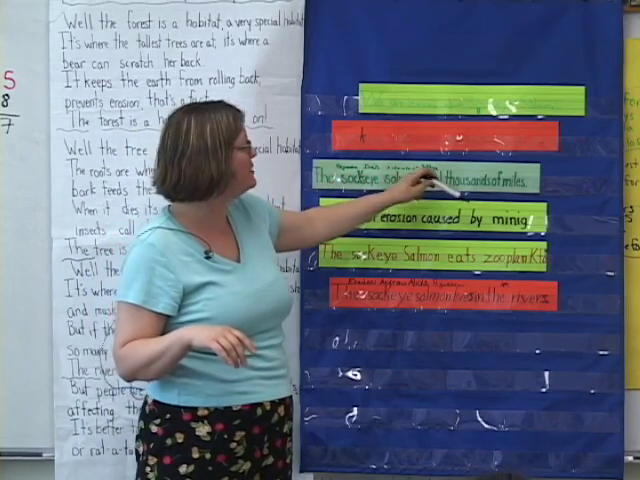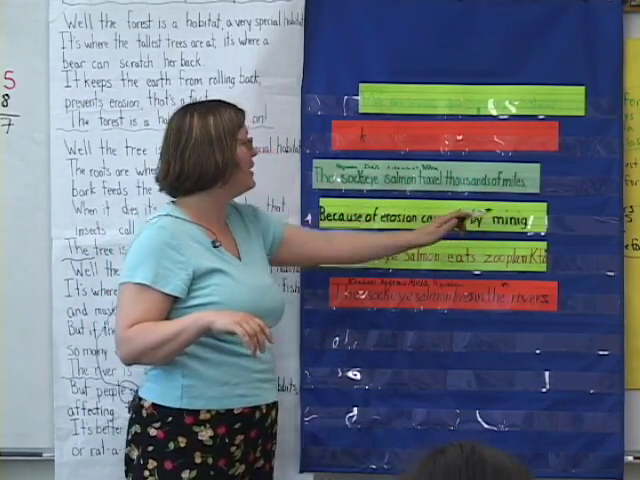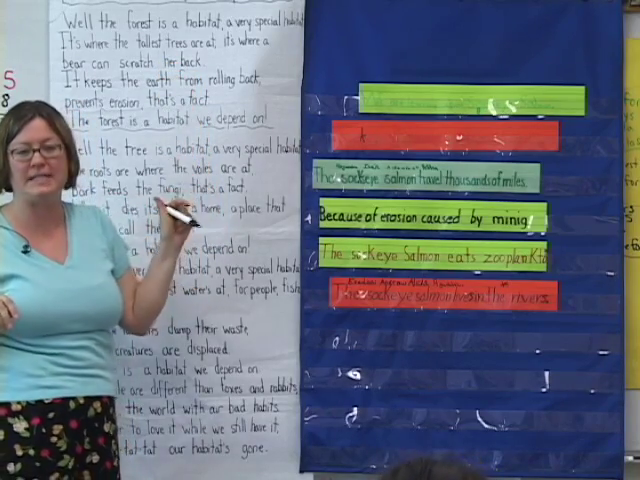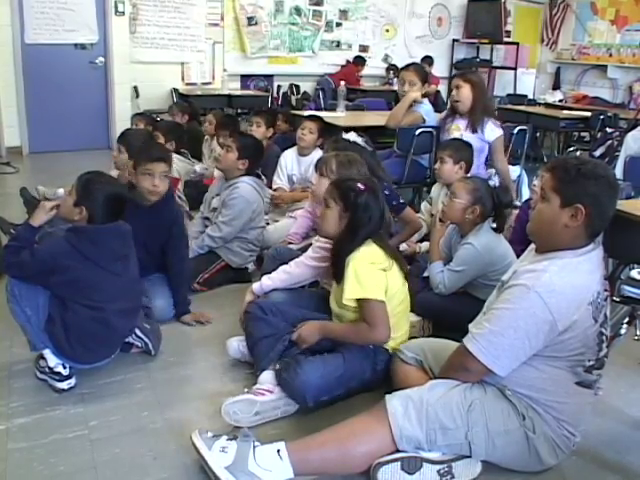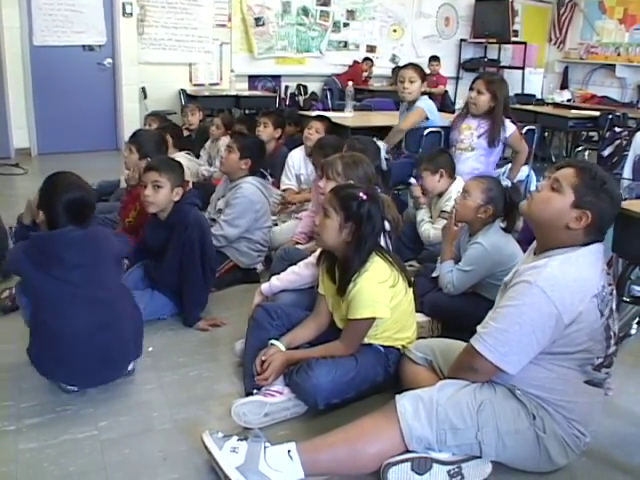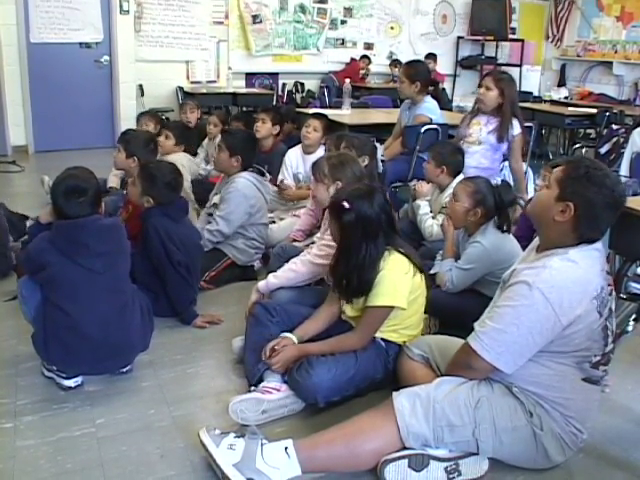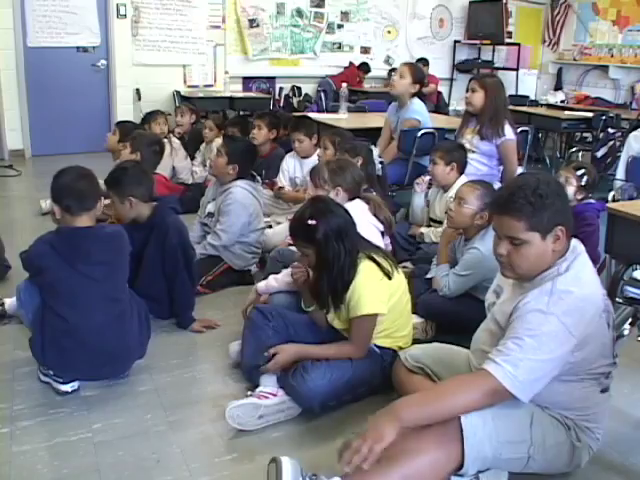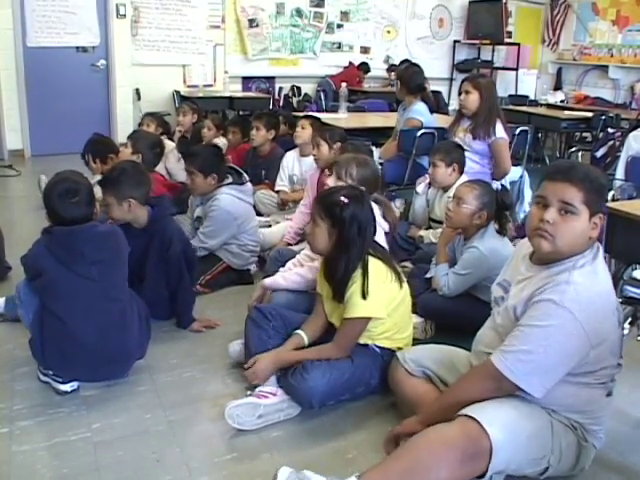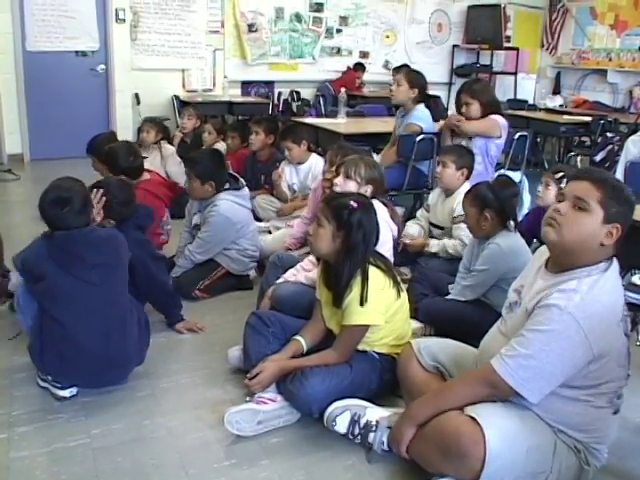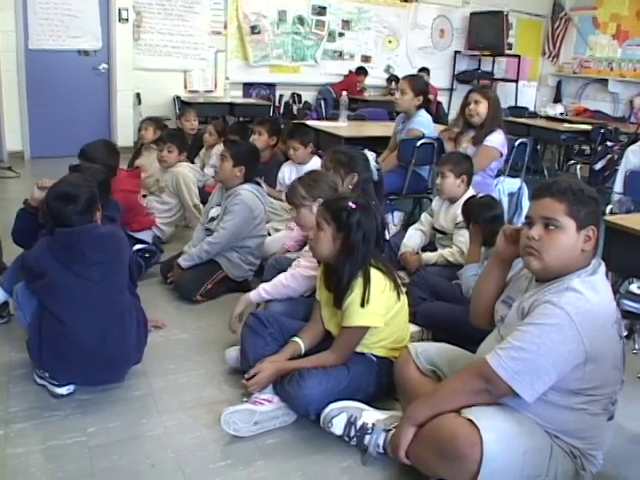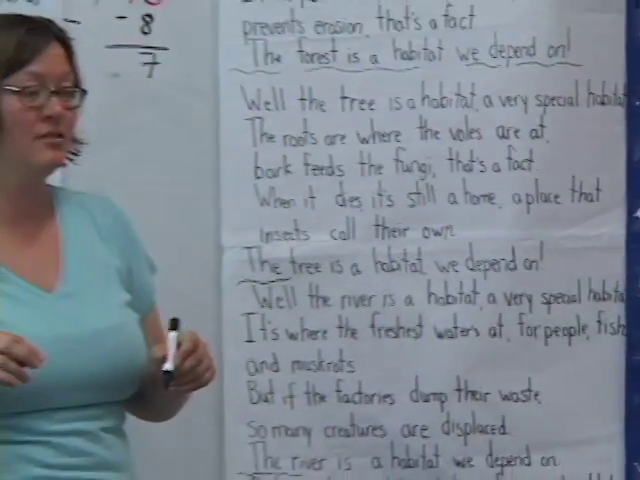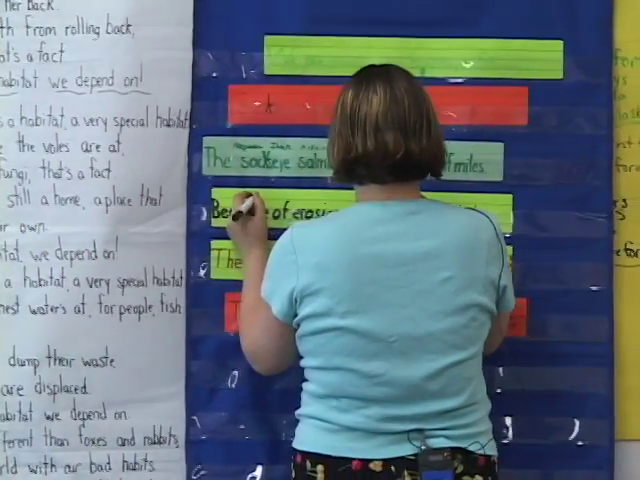Because of erosion caused by mining. Well, I see we have a capital and a period, and we have some good information here. Does it sound right? No. Raise your hand if you have another way you think we could say it, so it would sound like a complete sentence. Alex, what was your group supposed to tell? Okay, you were supposed to tell why they are endangered. So do you think you could put that in here to make it sound like a complete sentence? This is a good answer, because of erosion caused by mining, but we want a complete sentence. So they are... They are endangered. Okay, they are endangered because of erosion caused by mining and logging. Good.